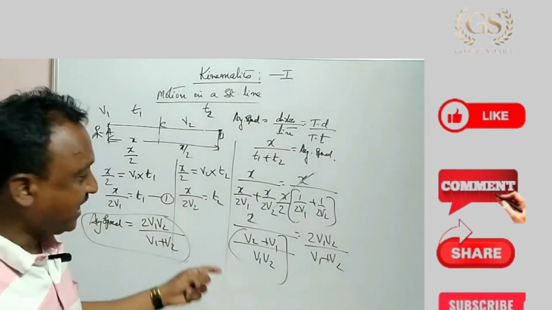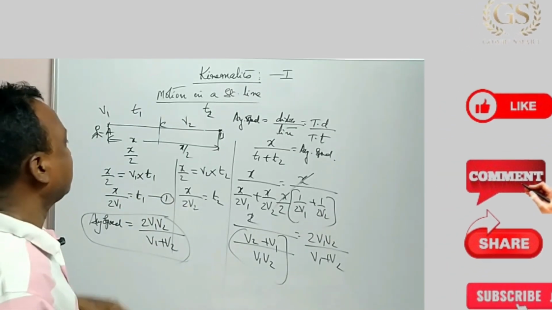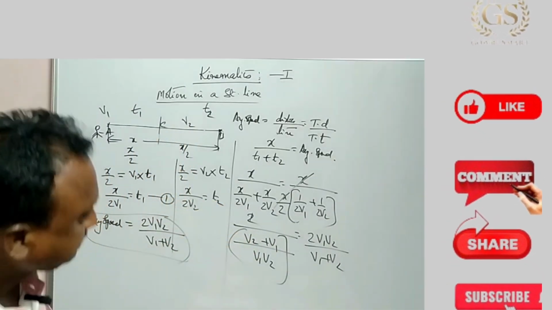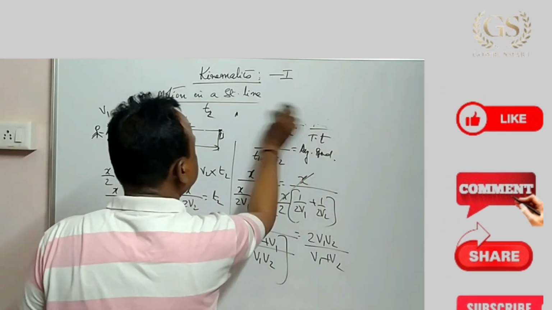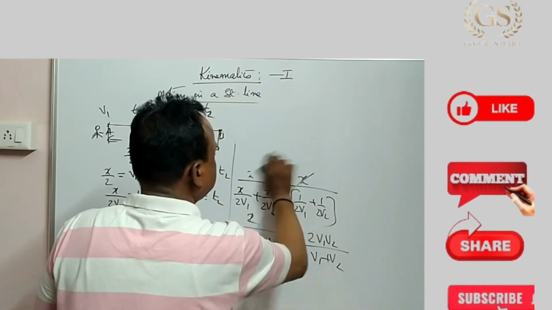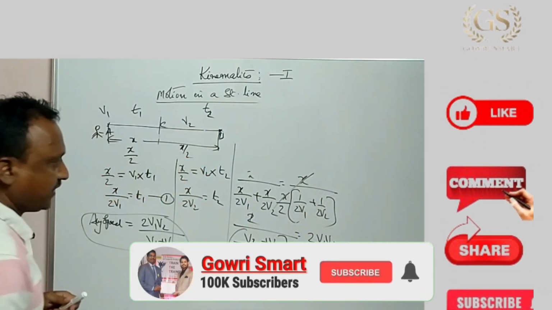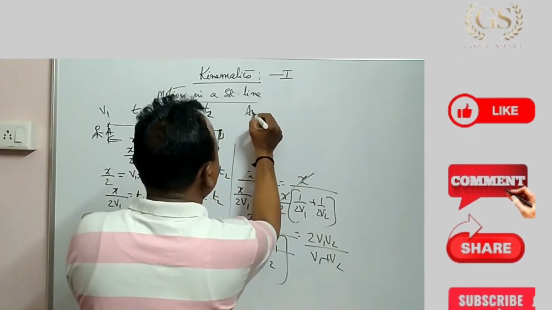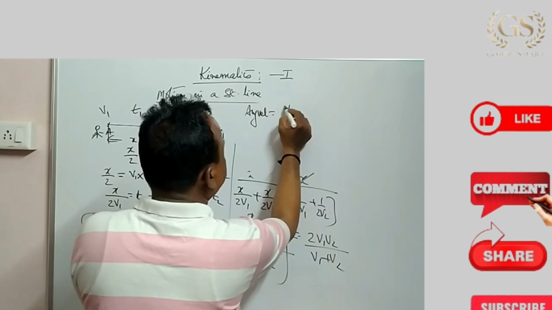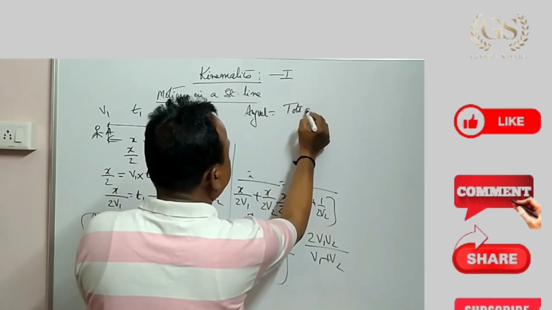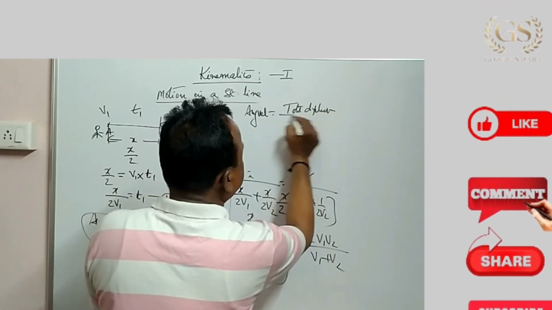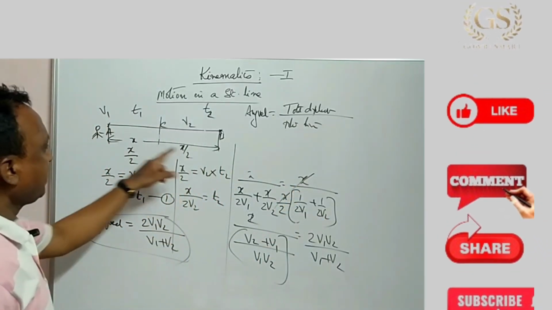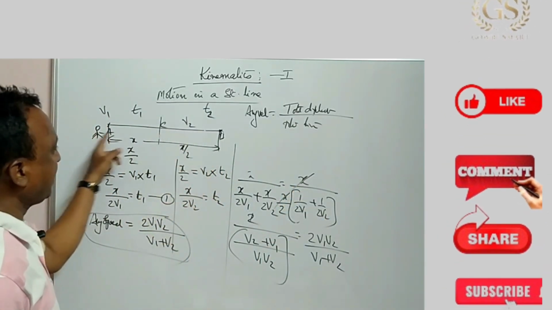Suppose if you ask the same question for average velocity, then how can you calculate? I'll write down that one. Please copy. If you ask for average velocity, average velocity means what? Total displacement by total time. So from here to here, what was the total displacement? A to B, X only.